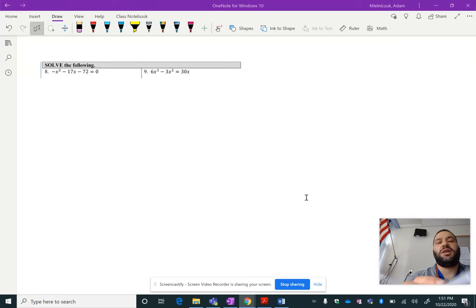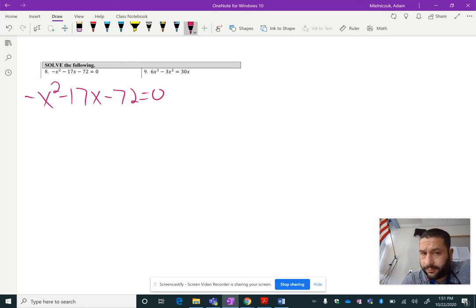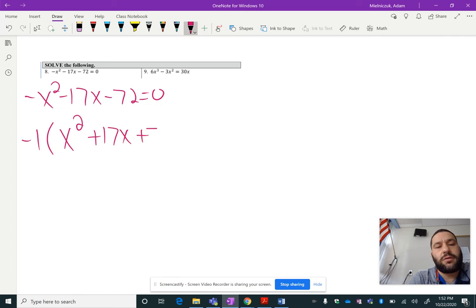So now let's take a look at a little bit more complicated problems, okay? In the first one, we have negative x squared minus 17x minus 72 equals 0. As a little hint, anytime you can factor out a negative sign from the x squared term, do it. So I can pull out a negative 1 here. What am I going to be left with? Well, it's going to change the sign of everything inside.